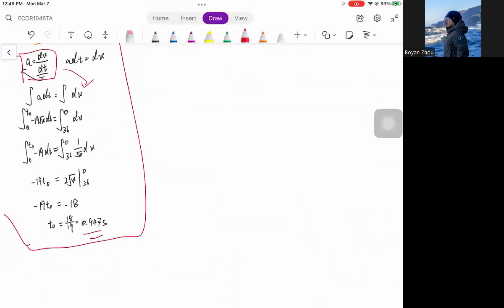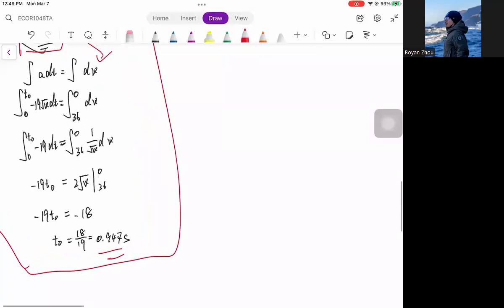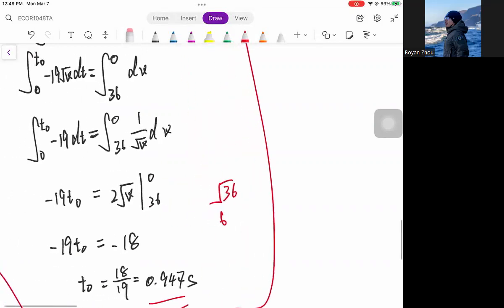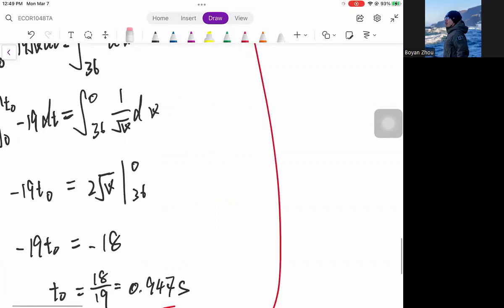So that is 2 times square root of v, and you put 0 and 36 in there. So when you put 0 there, it's, oh yeah, it's minus. Yeah, I need to come here.